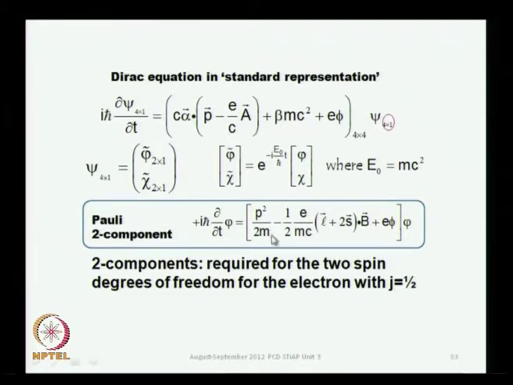So, you get the p square over 2m, e over twice mc (L plus 2S) dot B, and this would work well for an electron, because for the electron you expect the formalism to have 2 components, there is a provision for that and you are okay with it. You can go ahead and do a lot of quantum mechanics with this, including the spin.